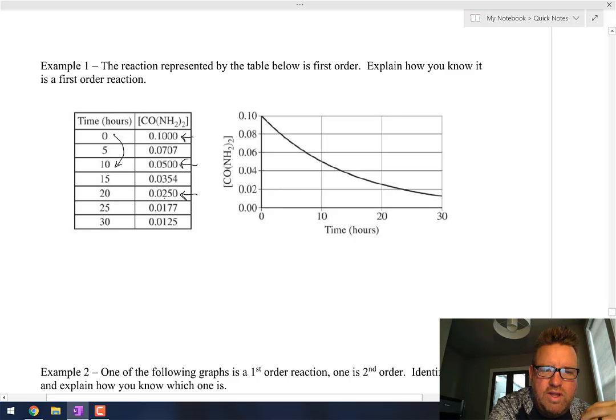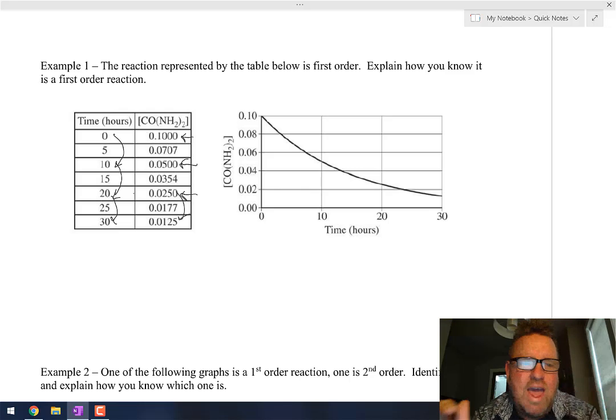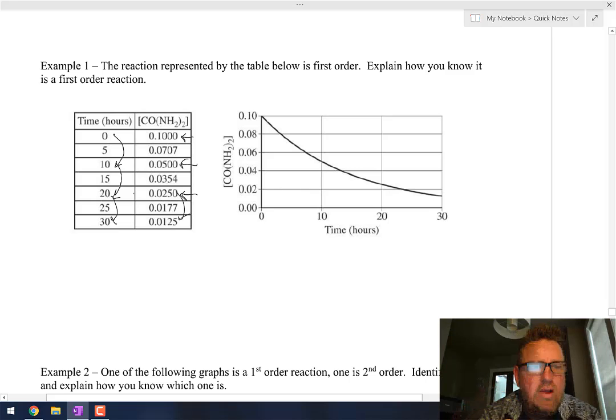Okay, how long does it take you for the next half to go away? Oh, there it is, 0.025. How long did it take? Another 10 hours. And see how there's another half gone, and there's another 10 hours. So, explain how you know it's a first order reaction. I know it's a first order reaction because the half-life is constant. And then I would probably explain that a little bit. Because the amount of time it takes for half of that concentration, or half of that reactant, to disappear is 10 hours each time.